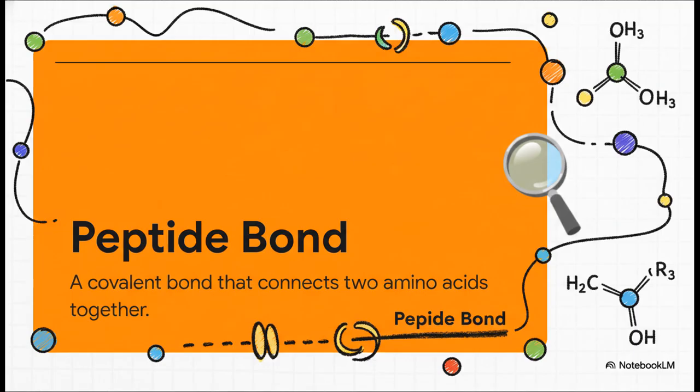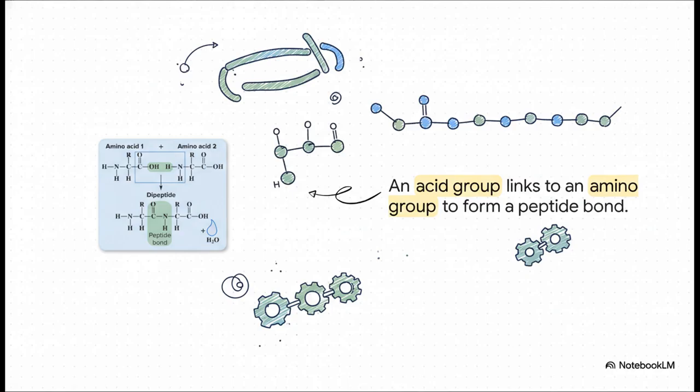Okay, so if the amino acids are the beads, what's the thread that holds them all together? We need something really strong, right? Well, in chemistry, we call this a peptide bond. It's the super strong covalent bond that chemically links one amino acid to the next, creating that long chain. And here's a look at how that actually happens. You see, the acid group of one amino acid connects right to the amino group of the next one. It's a really neat reaction.